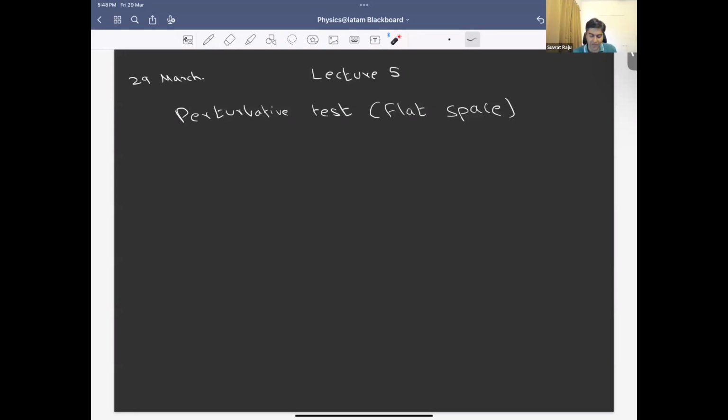So that's fine. Okay, so let me give you one more example of these perturbative tests that we discussed, but this time in flat space. Okay, so it's the same. We're going to play the same kind of game. Okay, so imagine the following setup. I'm now doing the same thing in flat space.